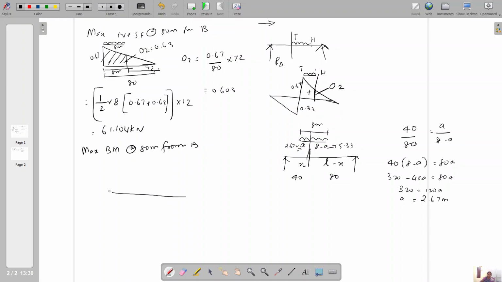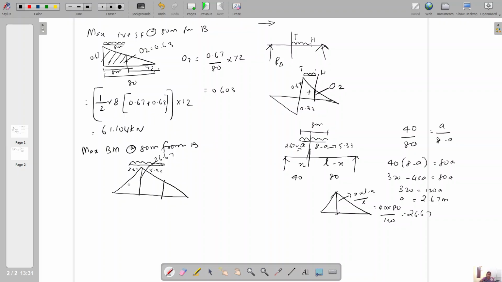So consider the bending moment diagram. The ordinate for the bending moment variation of ILD is x into L minus x by L. x is equal to 40, L minus x is equal to 80, and length is 120. 40 into 80 by 120, which is 26.67. So this ordinate is 26.67. So we need to superimpose the load with the calculated distance 2.67, here 5.33.